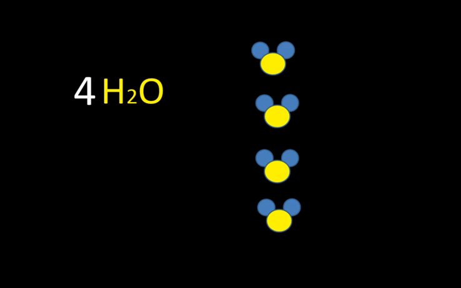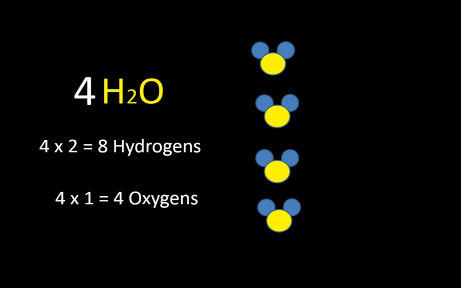And it's important that we are able to see and recognize how many atoms of hydrogen and oxygen there are in total. So for 4 H2Os, we have a total of 8 hydrogens because each molecule has 2 hydrogens, but we have 4 molecules. So that gives us a total of 8. And then each molecule has 1 oxygen, but we have 4 molecules, so we have a total of 4 oxygens.